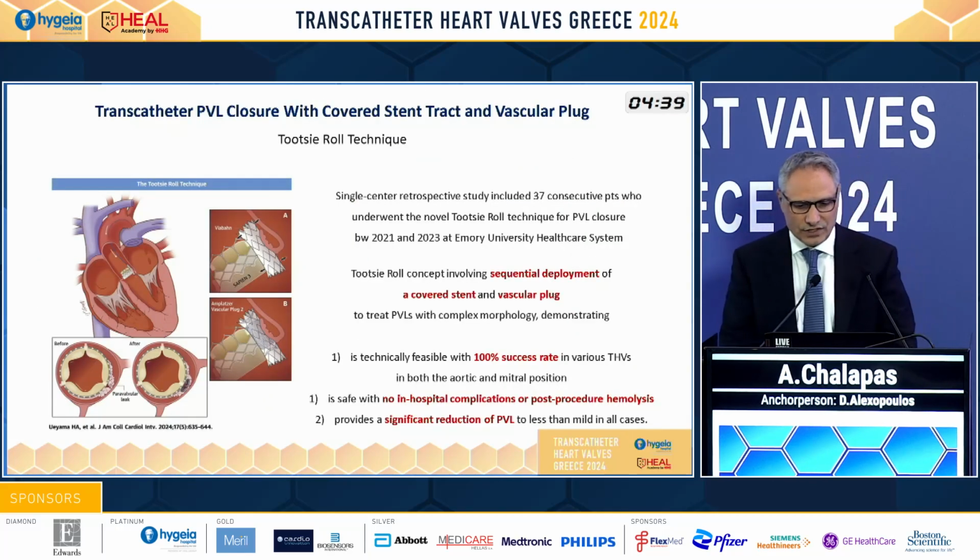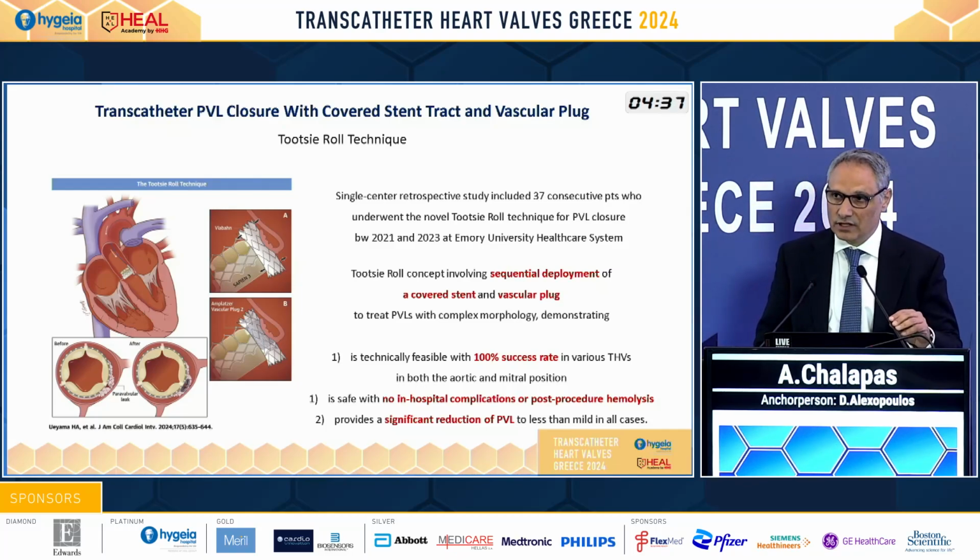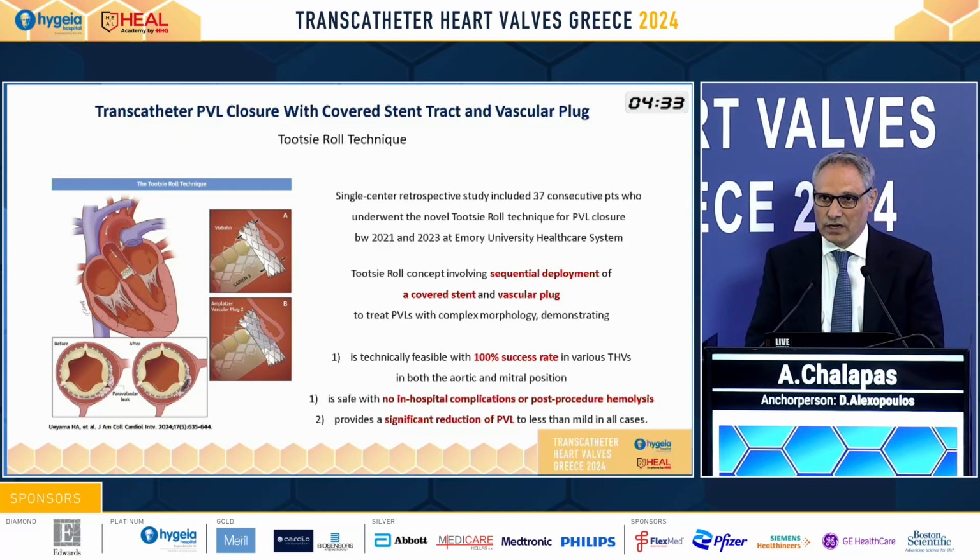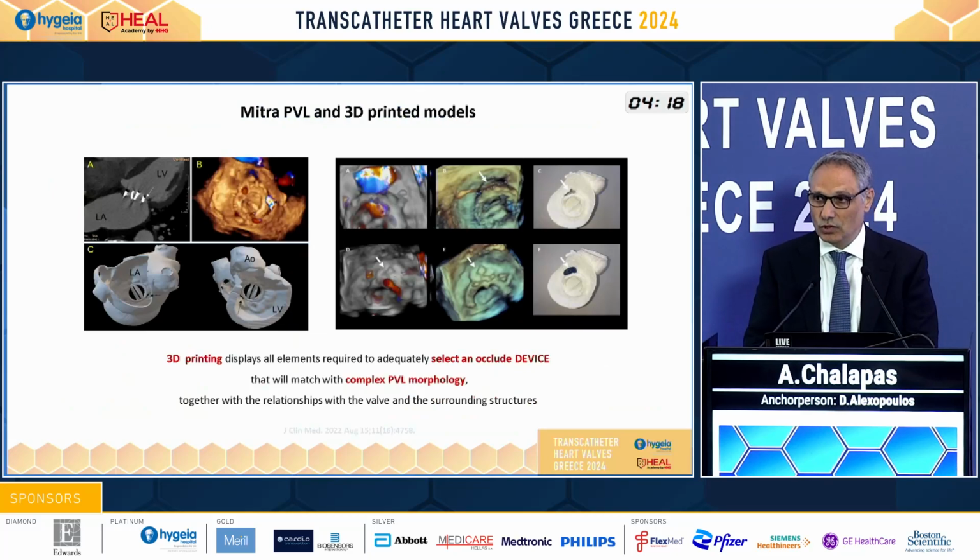And this is a very interesting technique, very recently published in JACC Interventions, coming from memory, with 40 cases for both para-aortic and paramitral defects, showing this interesting sequential deployment of a covered stent initially and thereafter a vascular plug. The technical success was 100%. There was no in-hospital complication or post-procedural hemolysis.